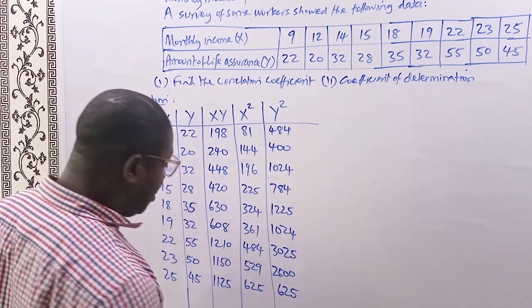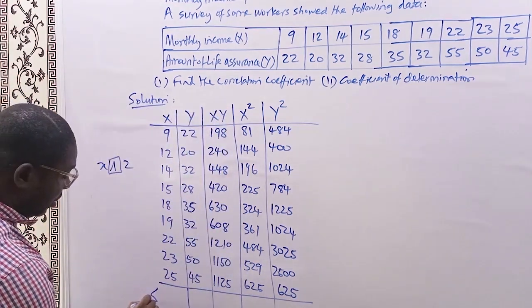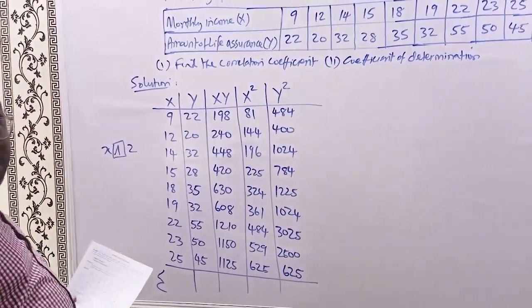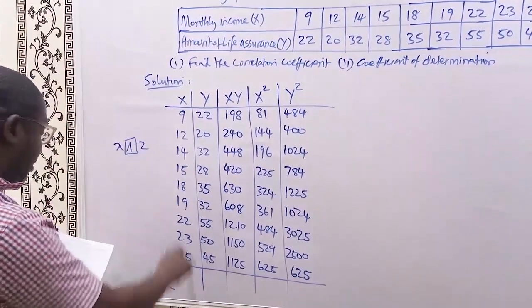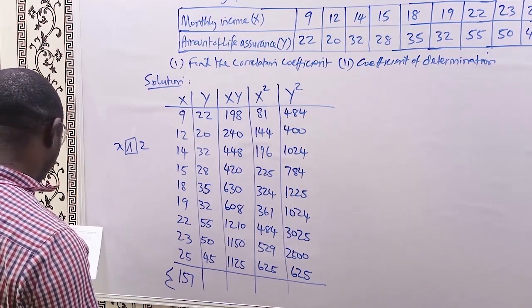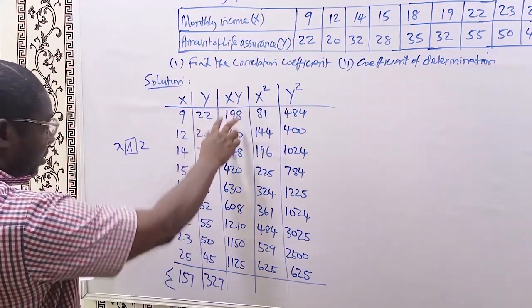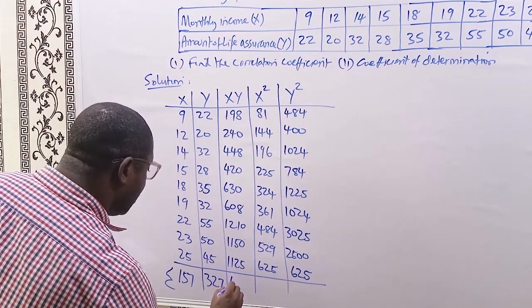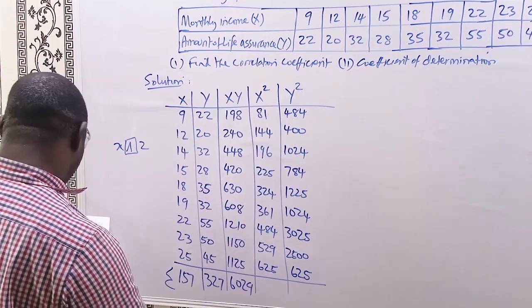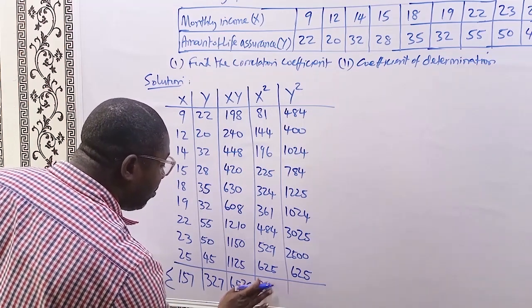So what we do next is to find the summation of all these columns, because we're going to use that. This is the sign for summation here. Now find the sum of x. Do that with your calculator. That will give us 157 here. Sum of y will give us 327. Sum of x times y is going to give us 6029. Then sum of x squared will give us 2969. Beg your pardon?